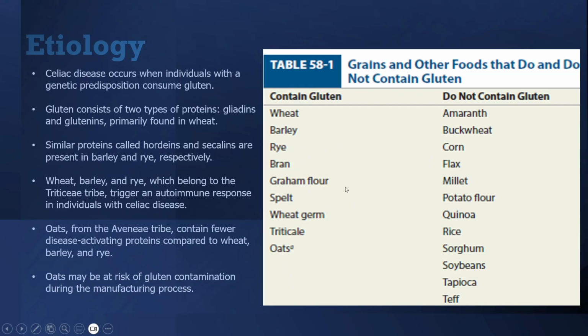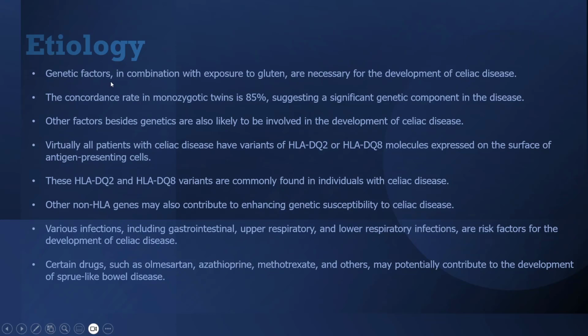This table presents to you what foods contain gluten and what foods do not contain gluten. Our concern is about the foods that contain gluten, such as wheat, barley, and rye, as I said, and oats, and others. Genetic factors in combination with exposure to gluten are necessary for the development of celiac disease. The concordance rate in monozygotic twins is 85%, suggesting a significant genetic component in the disease. Other factors besides genetics are also likely to be involved in the development of celiac disease.